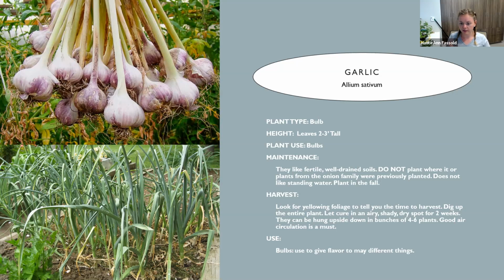You want to dig up the entire plant and then let the plant cure in an airy, shady, dry spot for 2 weeks. And then you can hang them upside down in bunches of 4 to 6 plants. And you need to have good air circulation. And then the bulbs, it's used for a lot of different things. I use this in a lot of different recipes. Garlic.